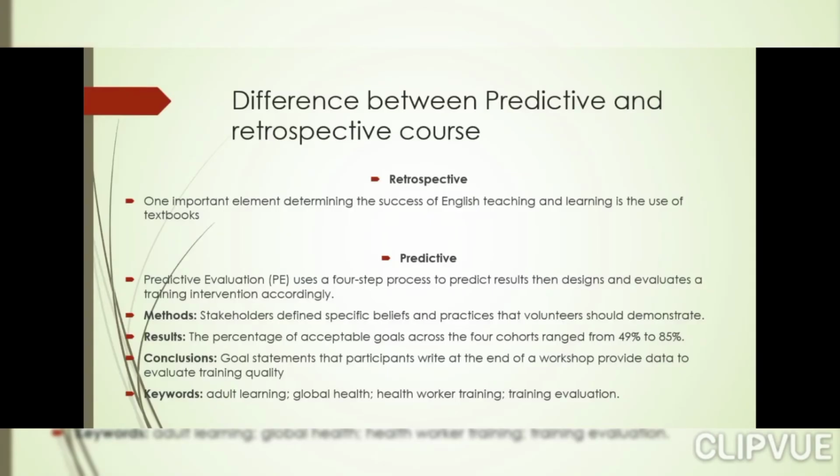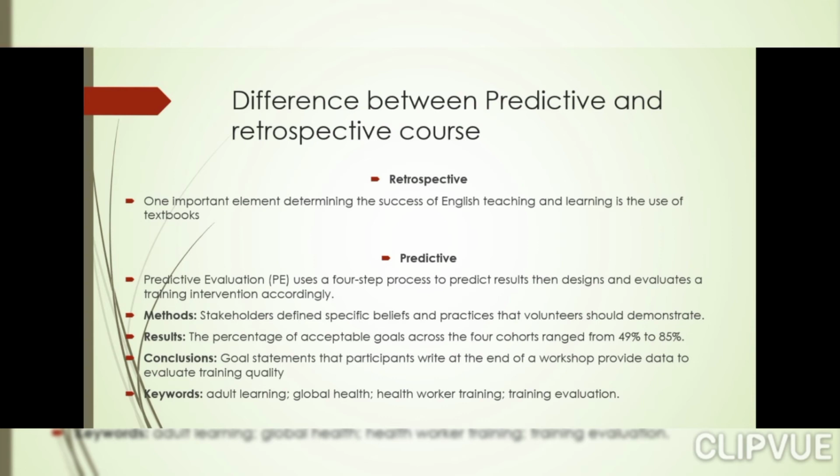In this slide, we are going to talk about the difference between predictive and retrospective evaluation. The first one, retrospective, says that one important element determining the success of English teaching and learning is the use of textbooks. This is mainly to provide teaching materials for students so they can reach the goals that we as teachers state in our curriculum. The role of textbooks becomes very important since there are many teachers and students who rely on certain textbooks. In teaching-learning activities they think this is going to be really helpful for them.